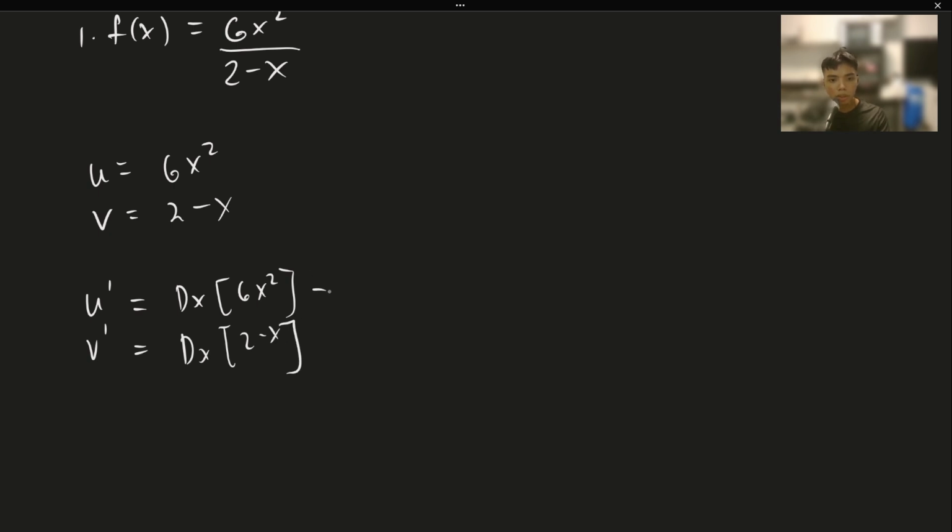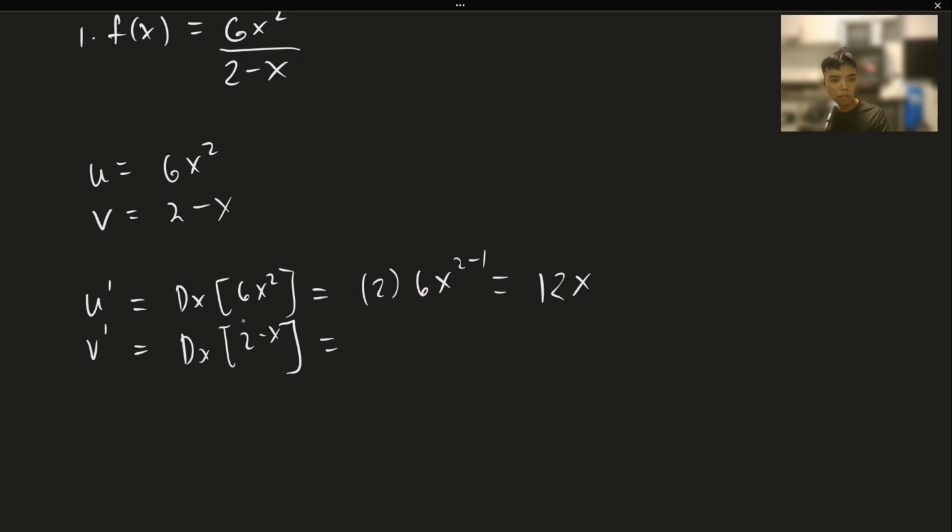Let's start with u prime. Now for this one, we simply use the general power formula, which would be 2 times 6x raised to 2 minus 1. So we took the original exponent of our x, multiplied it with the whole thing, and subtracted our exponent by 1. So that gives us 12x.